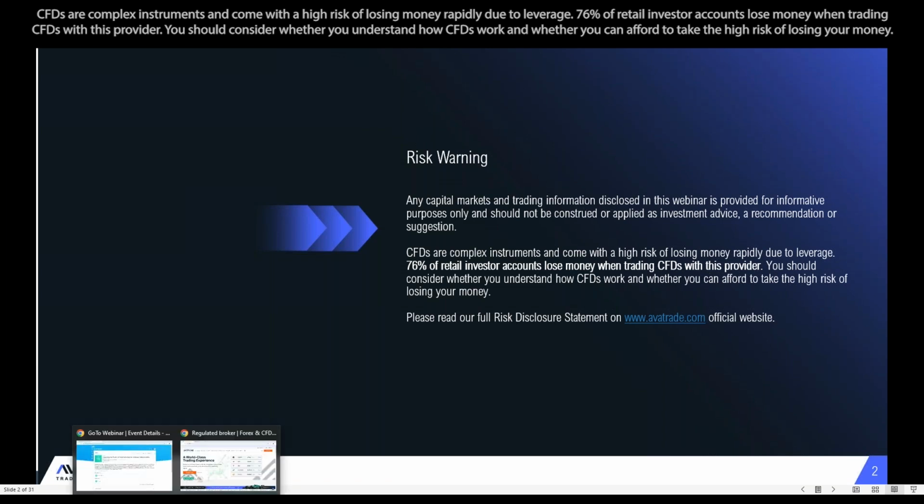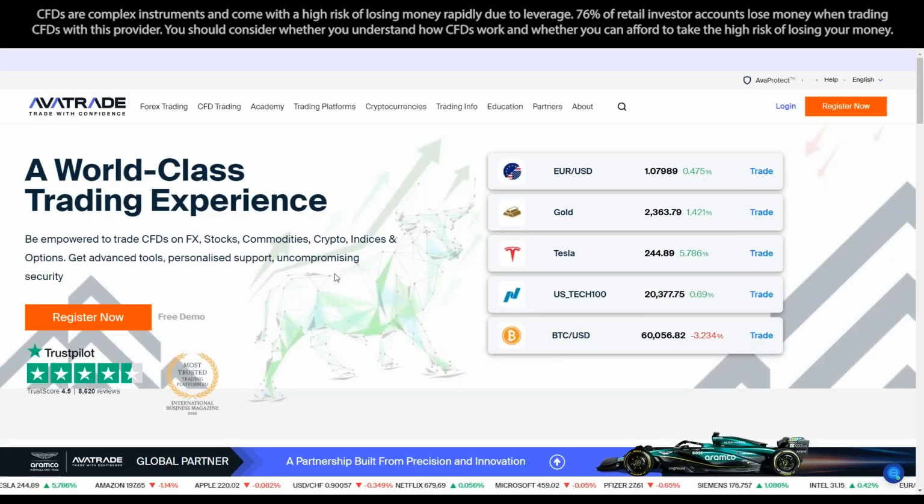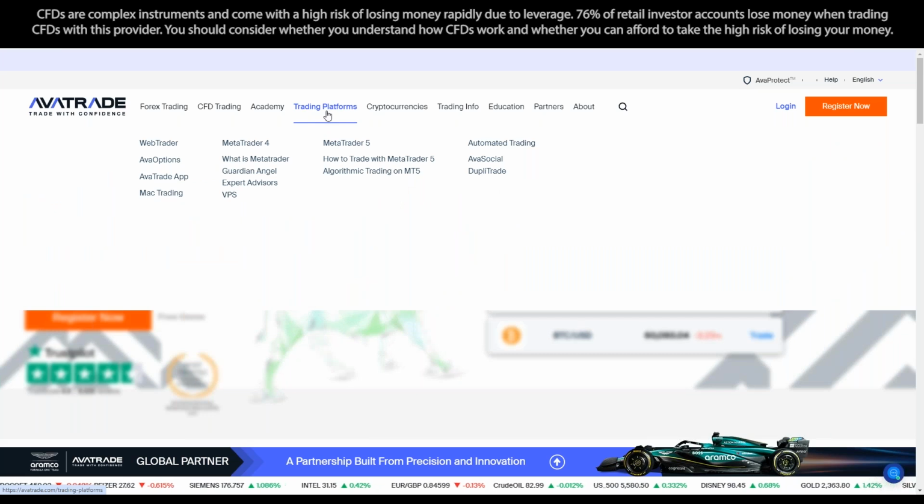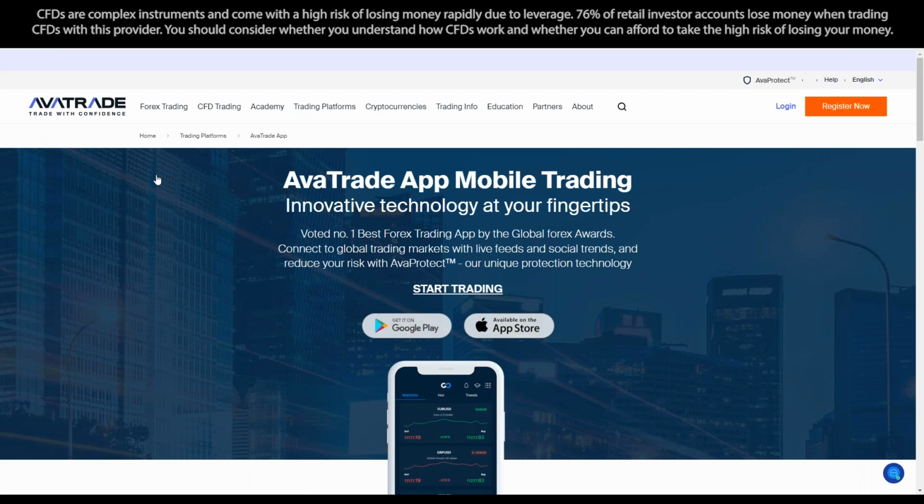Starting from our main website, we can access our web trader, which allows you to trade on both your MT4 and MT5 accounts. Also, you can utilize our app, as I alluded to, which is found in the major app stores, Google Play and the Apple App Store. And you can follow these links to take you to it if you wish.